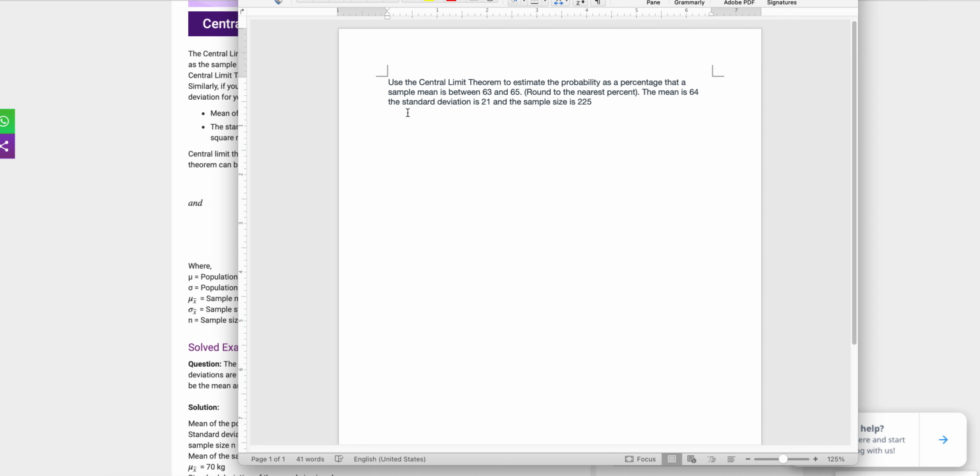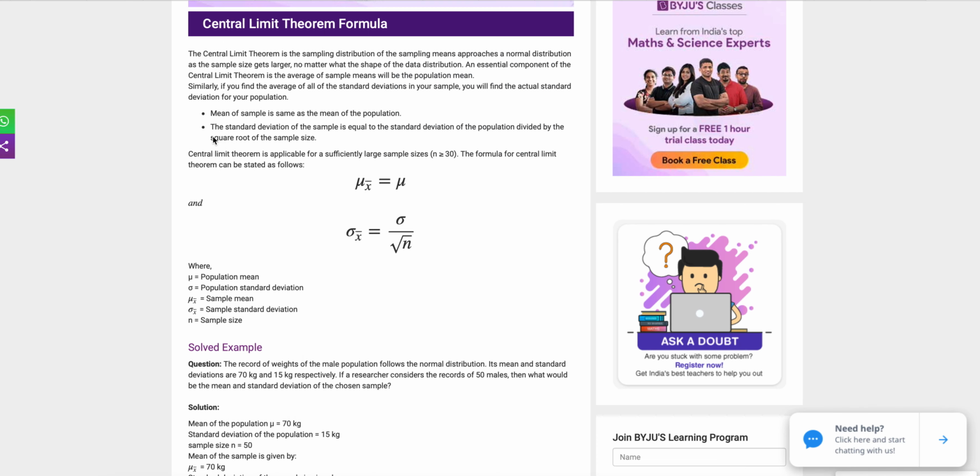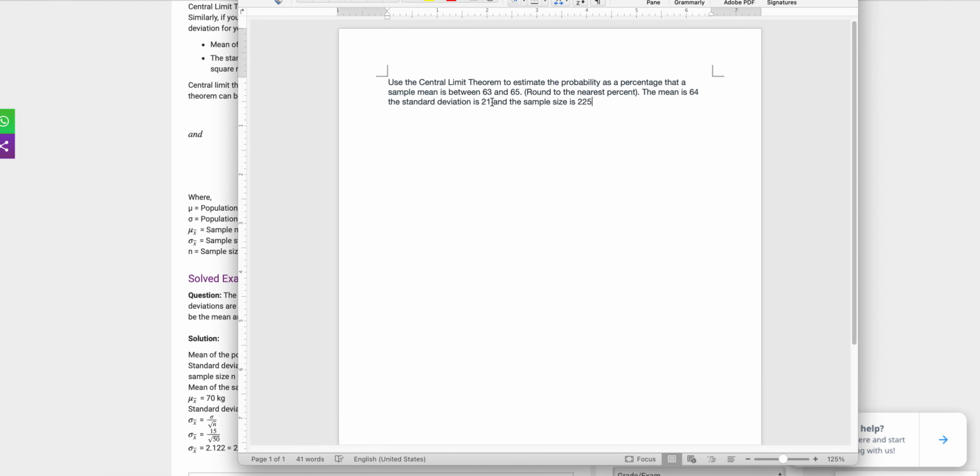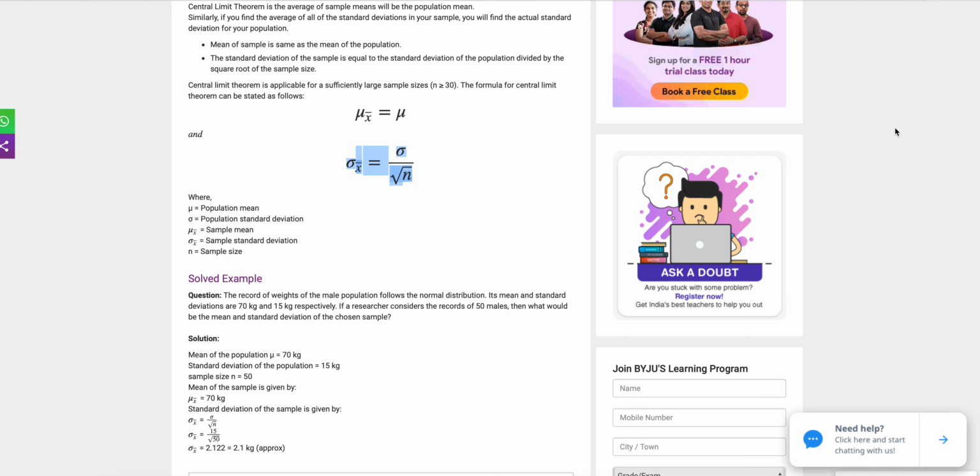This is a probability question, but the central limit theorem has a different way of working with the standard deviation. So I'm given this information, but when I work with the central limit theorem, my mean is the mean, but my standard deviation has a new definition. The standard deviation is going to be the regular standard deviation divided by the square root of n. So for this problem, that means that I'm going to take the standard deviation of 21 and divide it by the square root of 225.